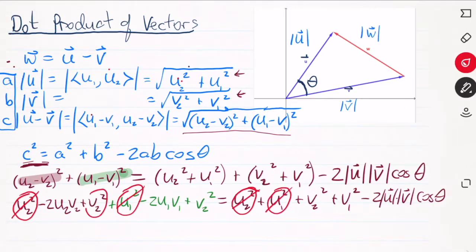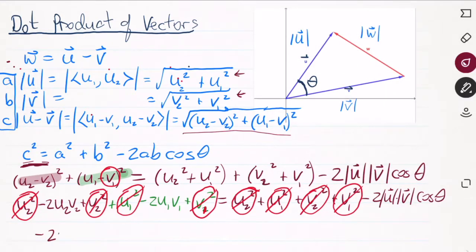This side has a v2 squared. Here's a v2 squared on the other side. They're going to cancel. And here we have a v1 squared, and here we have a v1 squared, so they're going to cancel. And that one's definitely v1 because that's where it came from, v1 squared. All right, so they're going to go away, and then you're left with a lot less.